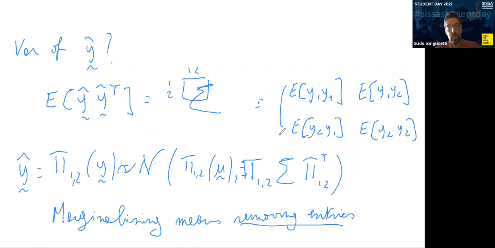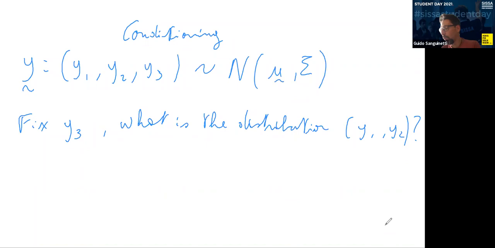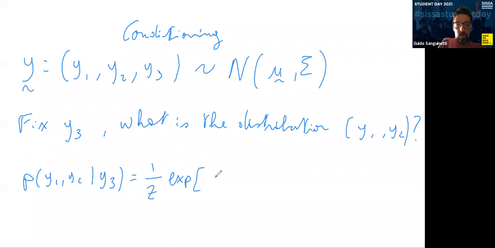Now, conditioning instead is a little bit more complicated. So what is the distribution of Y1, Y2? Well, we have to look at it. It's going to be a Gaussian again. And why is it going to be a Gaussian? Well, how would we compute P of Y1, Y2 given Y3? Let's just write out the full gory details. We have a normalization constant, then the exponential of minus a half (y minus mu) transposed sigma inverse (y minus mu).